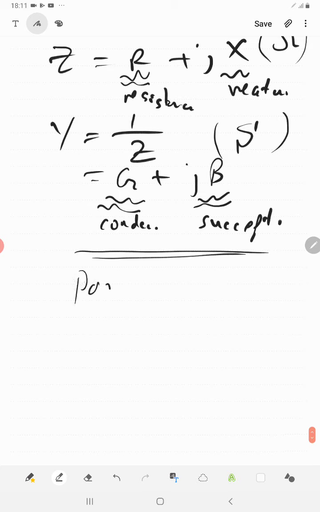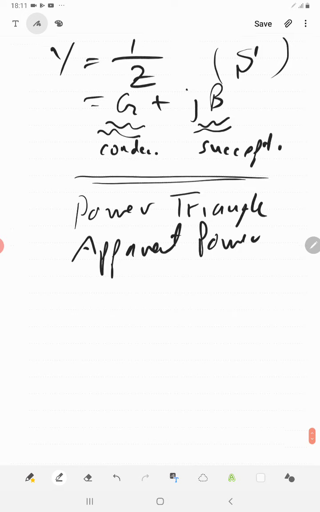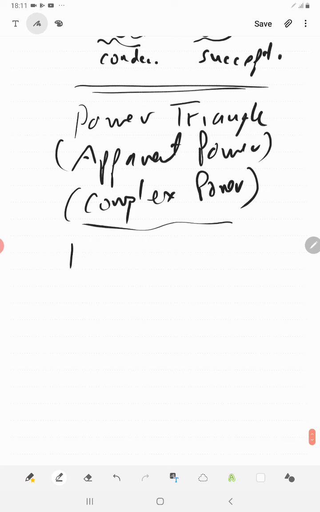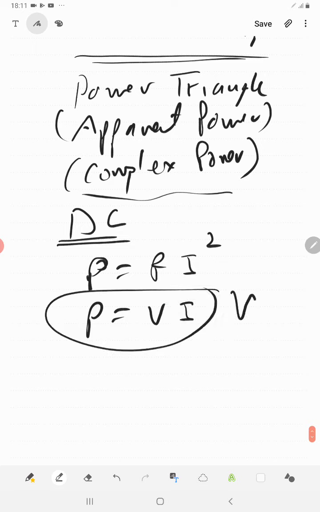the power triangle, or we call it apparent power, or we name it complex power. In other words, if we have DC, power is R I squared, or power equals VI. This is very important. Watts.